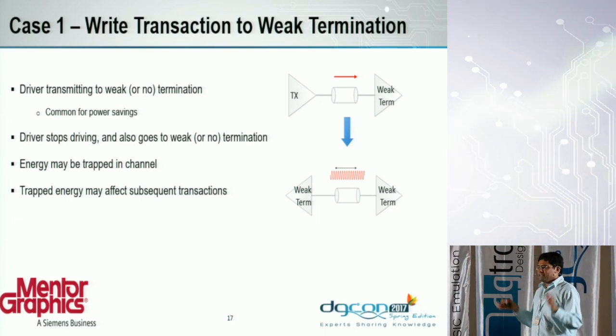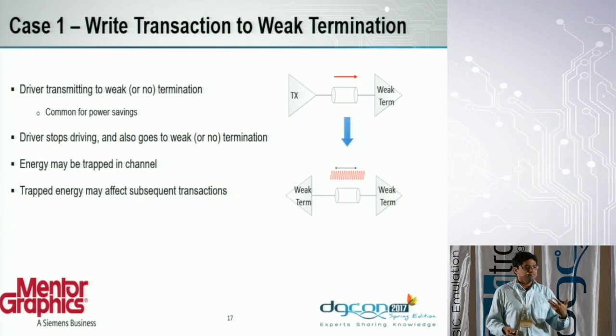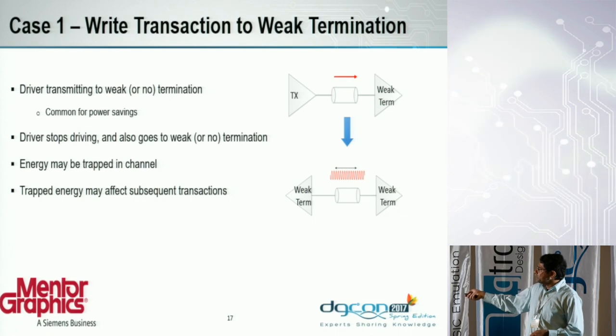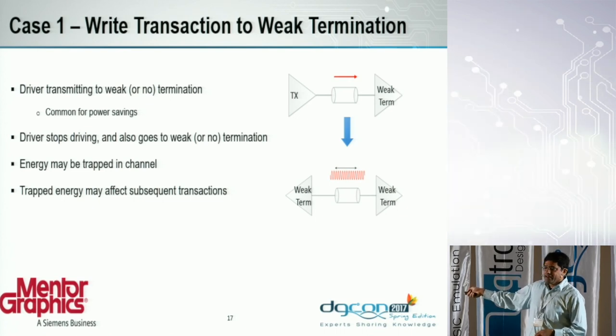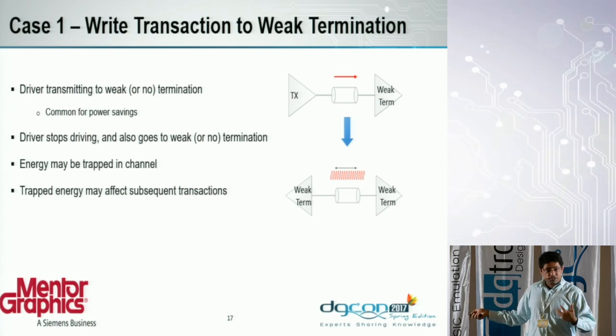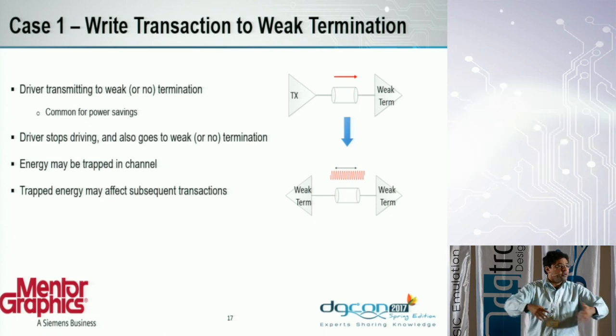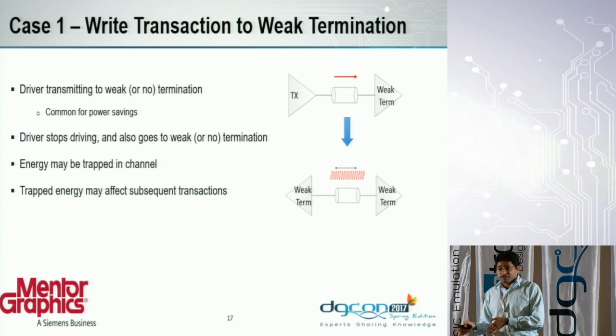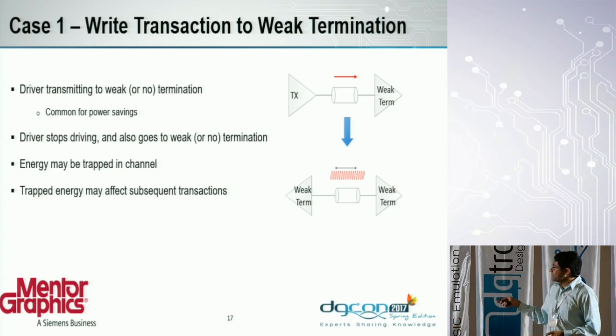Fundamentally, though, the problem is high impedance, energy has nowhere to go. That's what's causing this fundamental problem. These are just different flavors of it. What we're going to do is start with the easiest one that we can think of. We have a transmitter and a weak terminator receiver. And then after a while, the transmitter stops driving. And there's nowhere for the energy to go. So it just keeps going back and forth. And the next time somebody drives, there might be a problem. That's the first one we're going to start with.